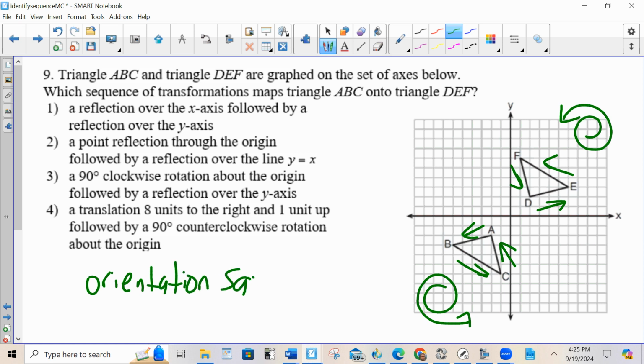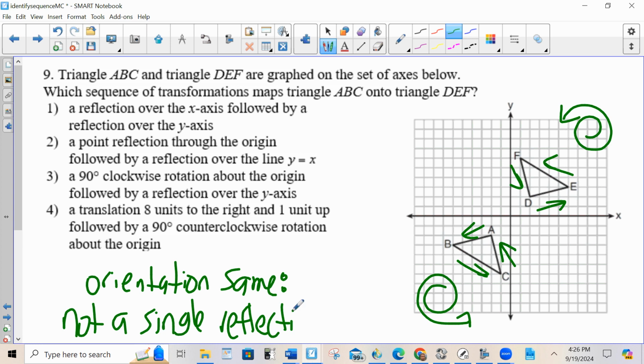If the orientation is the same, you need to know that it means it is not a single line reflection. So this curriculum's new, and now point reflection's a thing. I'm so used to saying a single reflection. I need to train myself to say single line reflection. So we're going to cross out all the choices that have a single line reflection.